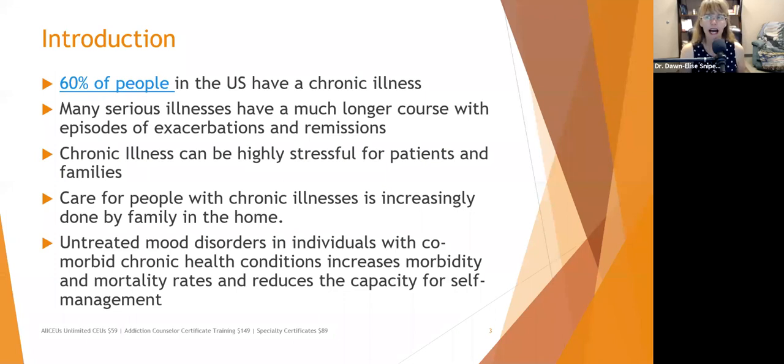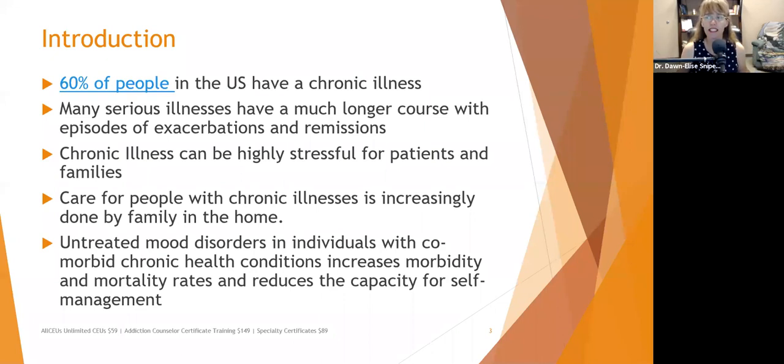Chronic illnesses can be highly stressful for patients and for families because that person is not the person they used to be, or maybe they've had this condition for a while, they just got it diagnosed, and now this person is having to change stuff in their life, which affects the whole family system. We don't live in a vacuum.